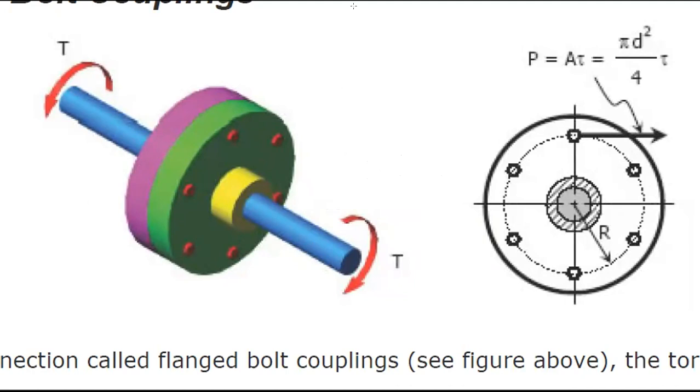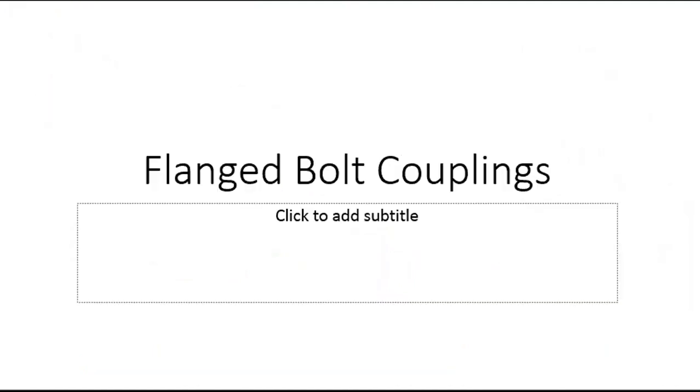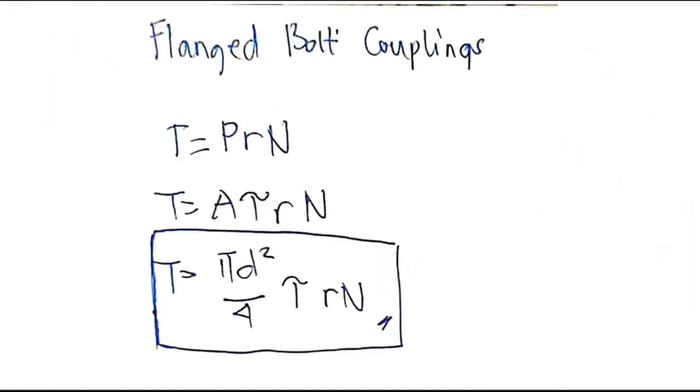Okay, so now let's proceed to the solution part of our topic. We have here the formula for flange bolt couplings. You can see that torque is equal to the force applied multiplied by the radius and n, the number of bolts. There was just a little derivation. So, this is our very first formula: torque equals force applied times radius times number of bolts.